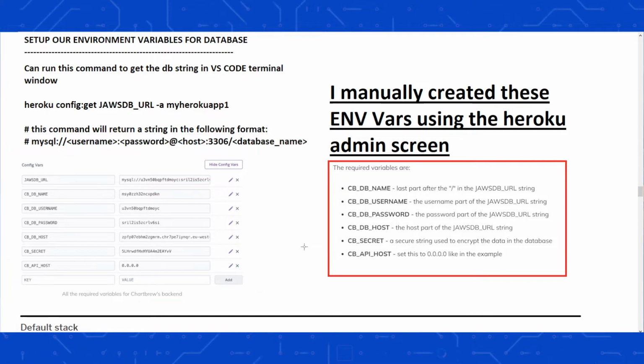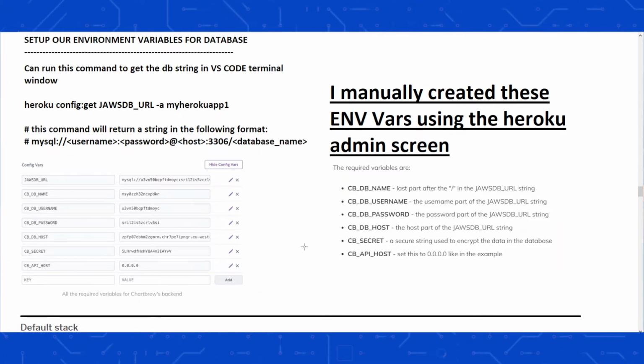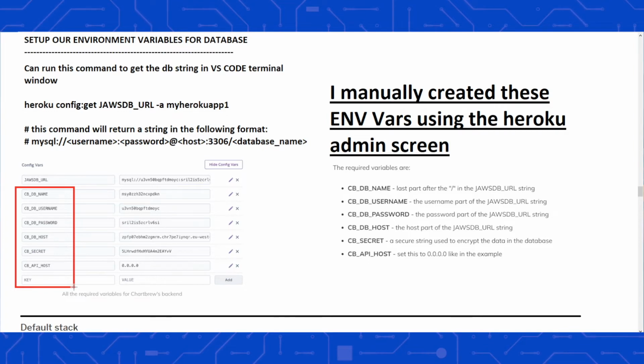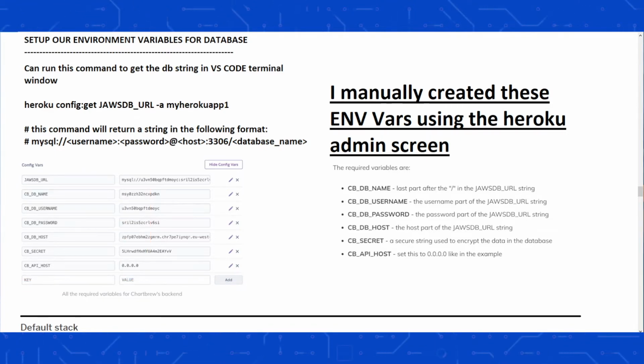So once you have all these set up, you'll get those from your own configuration screen. You'll have to go into Heroku and look for the database connection string, and then you can break it down and fill in these individual parameters like CBDB name, CBDB username, the password, the host, add a secret of your own, and the CB API host is supposed to be 0.0.0.0. So you need to add in all those parameters. The Chartbrew will not work unless you get these parameters set up and named exactly like this and have them match your own database configuration from your Heroku account.